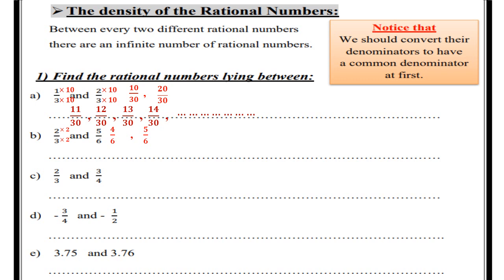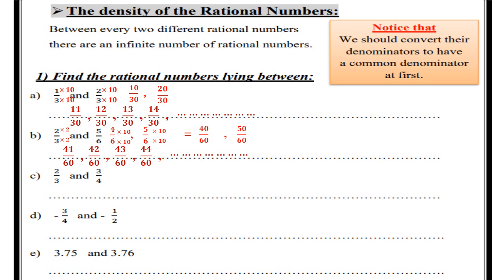I will multiply both fractions by 10 up and down. 4 over 6 will be equal to 40 over 60, and 5 over 6 will be equal to 50 over 60. Now, I can get the rational numbers lying between 40 over 60 and 50 over 60. 41 over 60, 42 over 60, 43 over 60, 44 over 60, and so on.